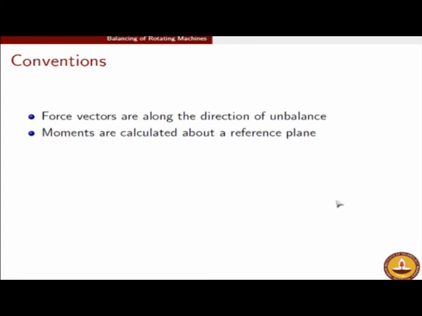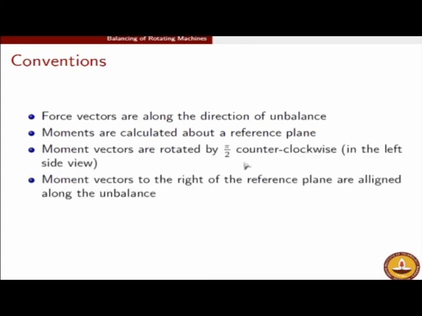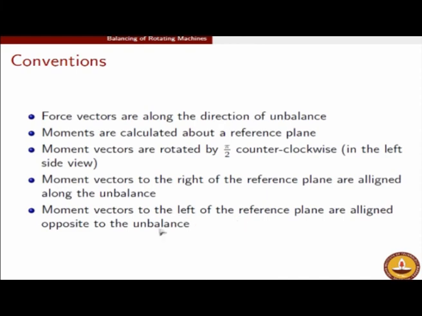With that convention, we are able to find the moment vectors with a pi by 2 counterclockwise rotation, and the moment vectors to the right will be aligned along the unbalance, and moment vectors to the left will be aligned opposite to it. This is perfectly reasonable, because all that we want is that the summation of force should be equal to 0 and the summation of moment should be equal to 0. This is the criterion that we are looking to satisfy.